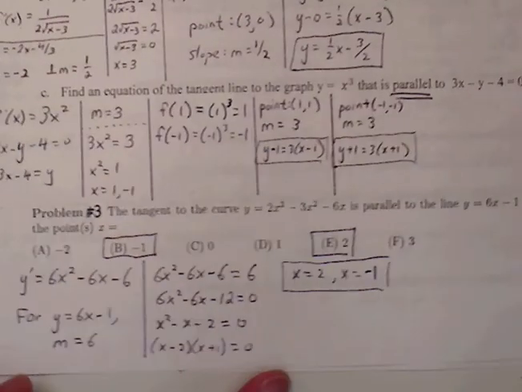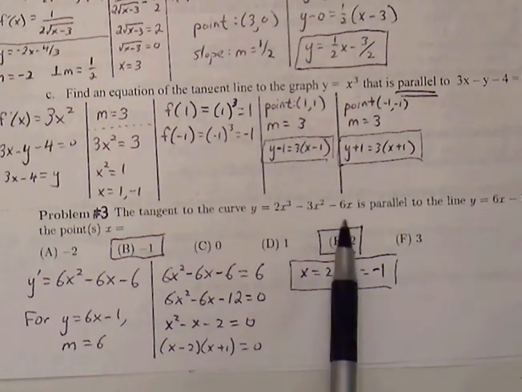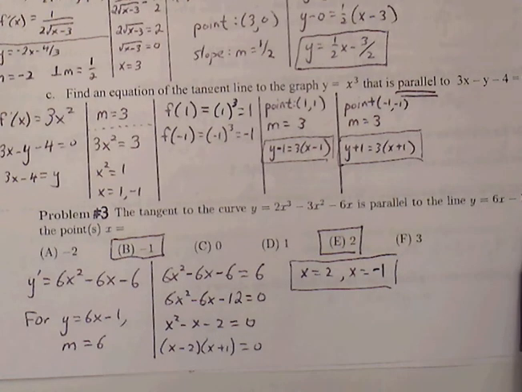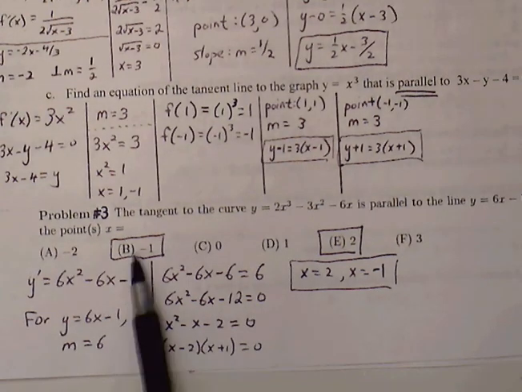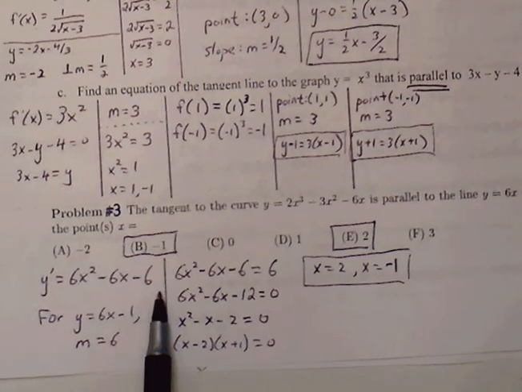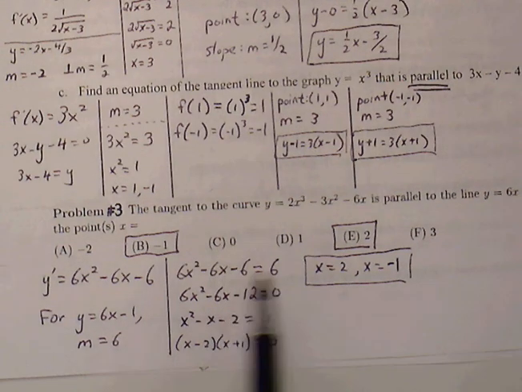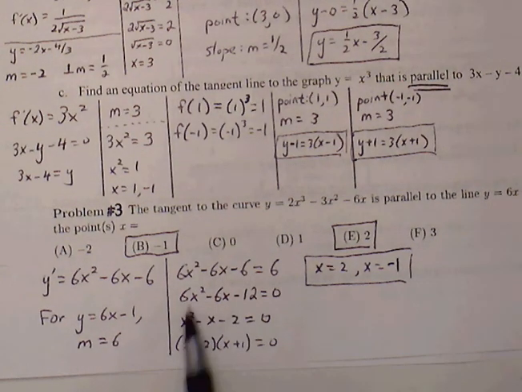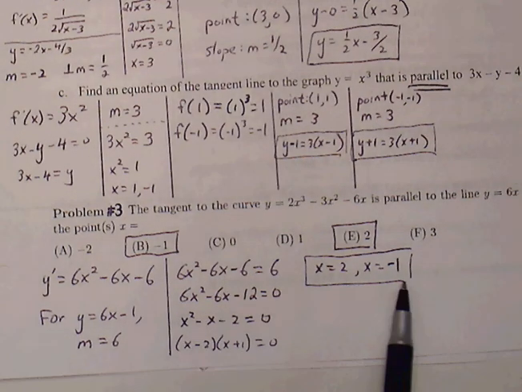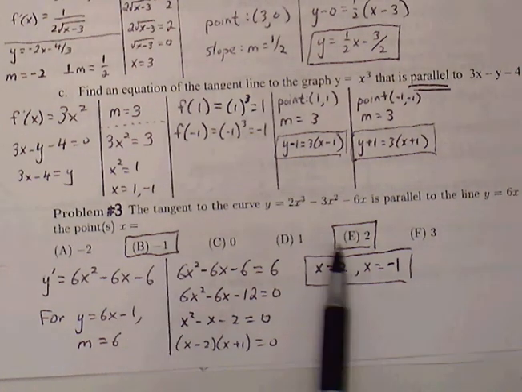Okay, problem number 3. The tangent to the curve, y equals our function, and parallel to the line, y equals 6x minus 1, at x equals which value. So we go through the same steps as before. We find the derivative function. We find the slope of the given line, which is 6. We set those pieces of information equal to each other. Set equal to 0, factor out the 6, and divide by 6. And we're going to get 2 and negative 1. And so we want to circle all that apply. So negative 1 and positive 2.